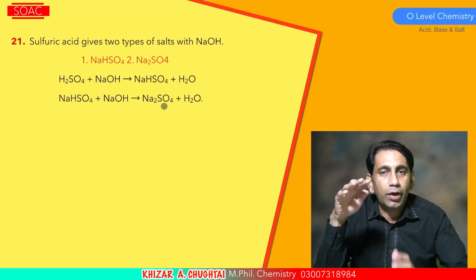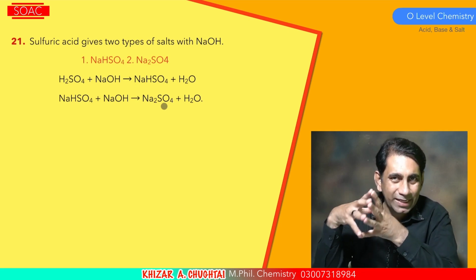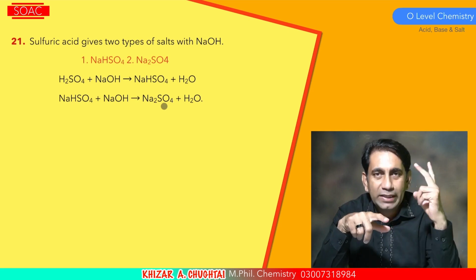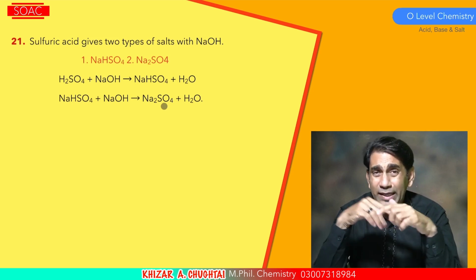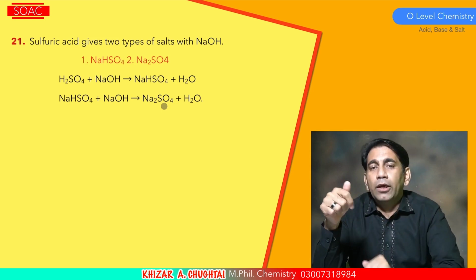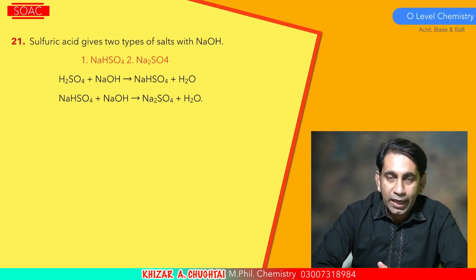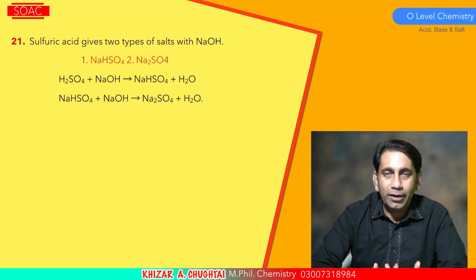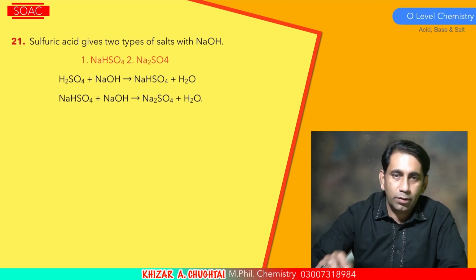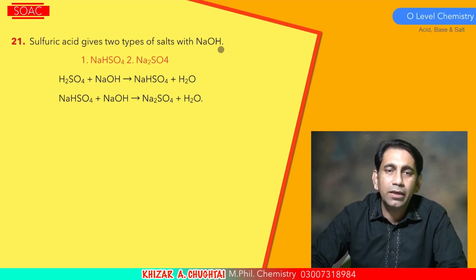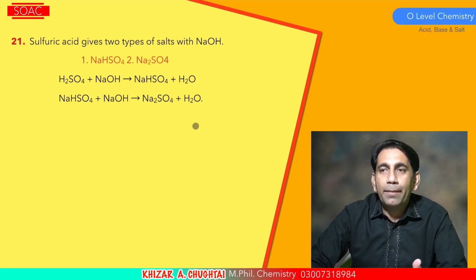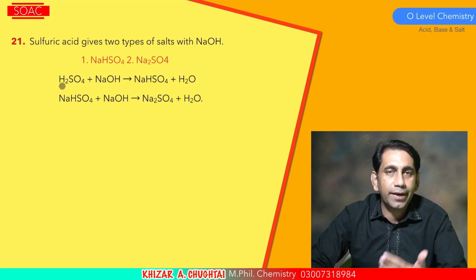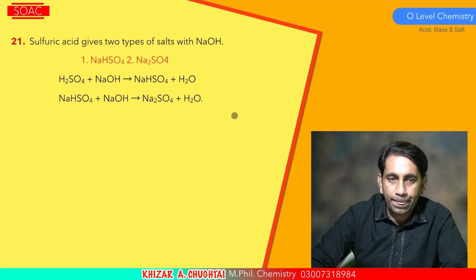So whenever you are going to react a dibasic acid, it is said to be dibasic because it has 2 hydrogen atoms, and these hydrogens can be replaced, but this replacement is done by turn. So whenever sodium hydroxide is allowed to react with sulfuric acid, it is going to make 2 salts. In case of sodium hydroxide base, the first salt is sodium hydrogen sulfate, the second one is sodium sulfate. Turn by turn, I mean hydrogen of the sulfuric acid is removed step by step.